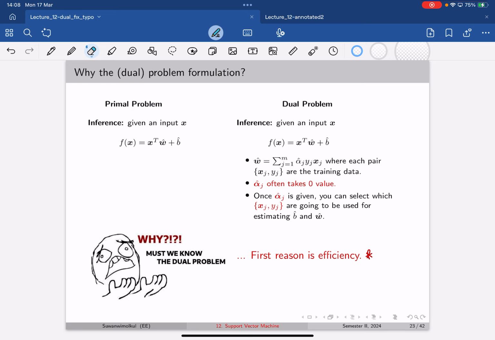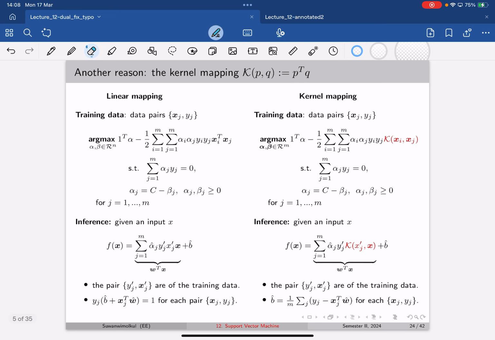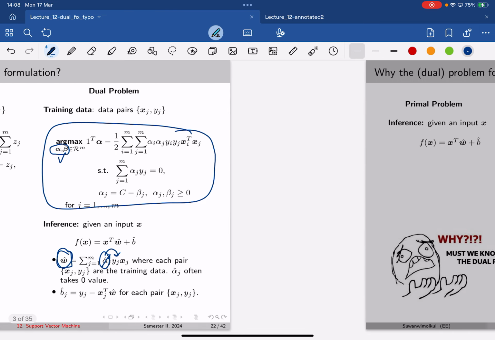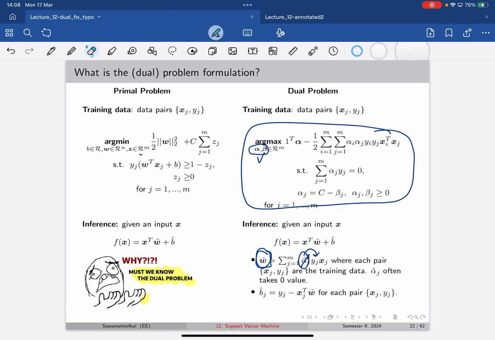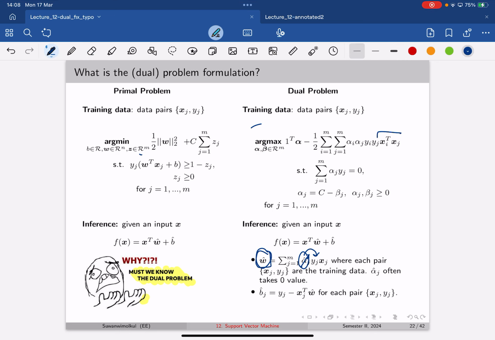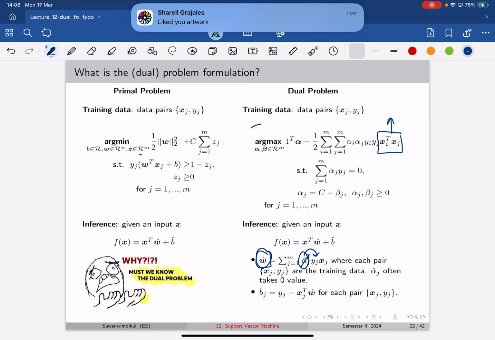The second benefit is the fact that once you have the dual problem, it just turned out that this term, the dot products between vectors, would allow you to change it into some feature mapping function. So you have a different mapping function from linear. You can impose different mapping functions.